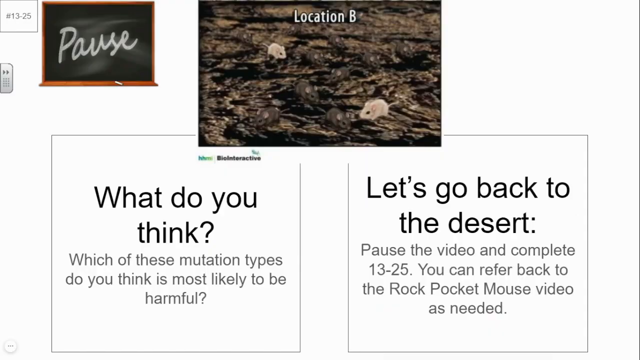What do you think? Which of these mutation types do you think is most likely to be harmful? Pause the video and complete questions 13 through 25. You can refer back to the Rock Pocket Mice video as needed.